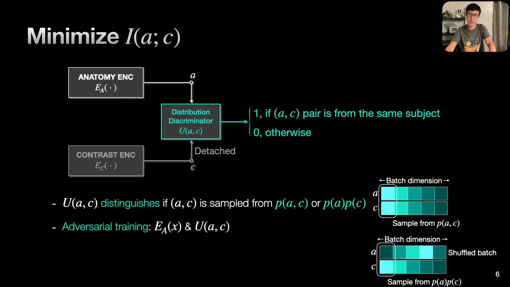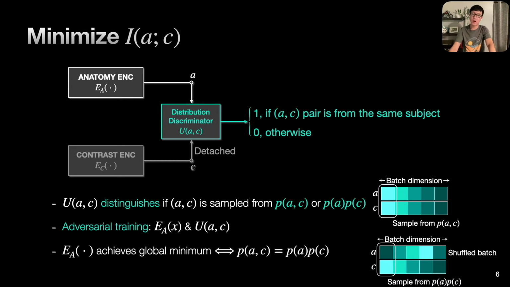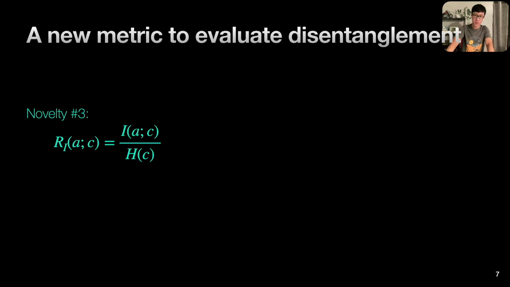During minimizing IAC, the contrast encoder EC is also detached from the computational graph. So there is adversarial training between EA and UAC. Also in the paper, we show theoretically that EA achieves its global minimum if and only if A and C are perfectly disentangled. We also propose a novel metric to quantitatively evaluate disentanglement. This is also the third contribution of the work.